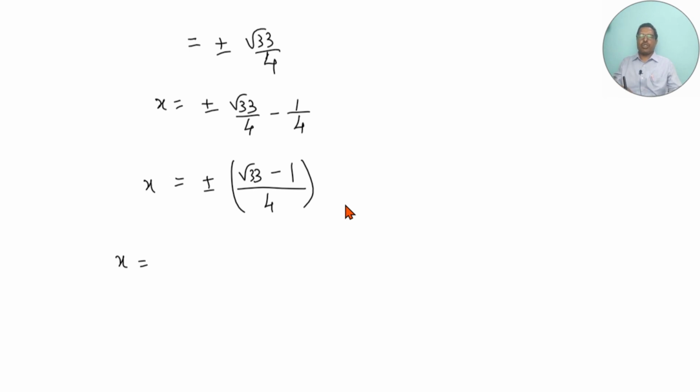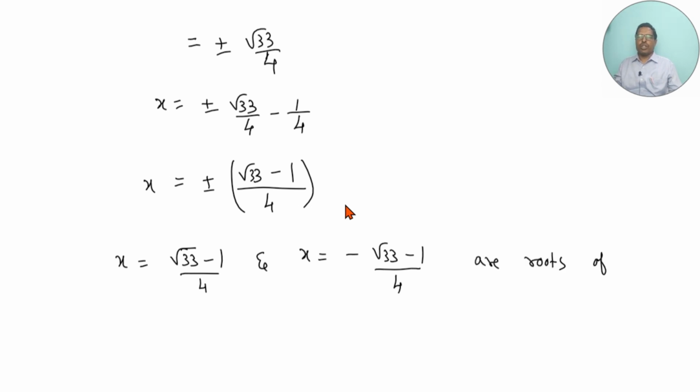So the first root that you are getting is plus root 33 minus 1 divided by 4, and the second root that you are getting is x is equals to minus root 33 minus 1 divided by 4. So one positive value we are taking, another negative value. So these are our roots of the quadratic equation. And that's the required solution.